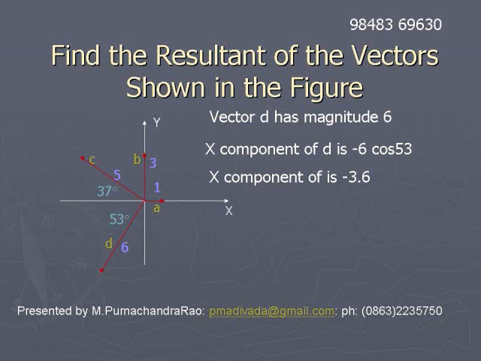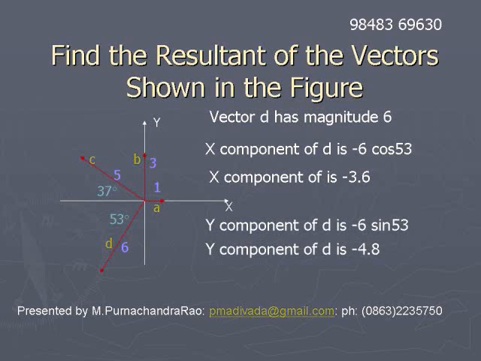But cos 53 is 3 by 5. Hence minus 6 into 3 by 5 on simplification becomes minus 3.6. Sin 53 is 4 by 5.